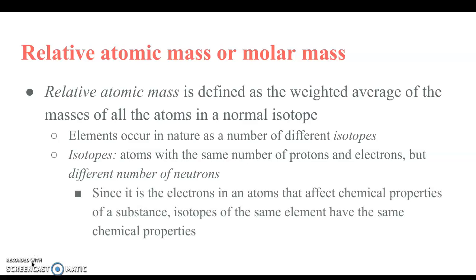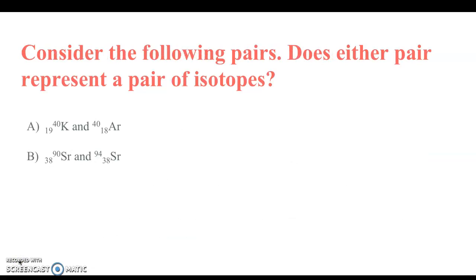And one last reminder, just because the number of neutrons varies doesn't mean the properties of these atoms change. Since it is electrons in atoms that affect chemical properties of a substance, isotopes of the same element are going to have the same chemical properties because they have the same number of electrons. Here's my first review question for you. Considering the following pairs, does either pair represent a pair of isotopes?